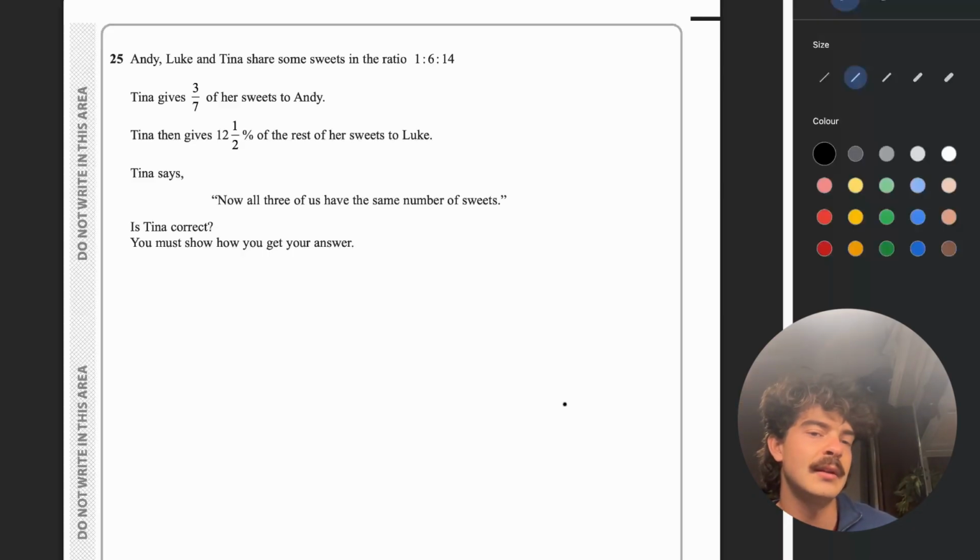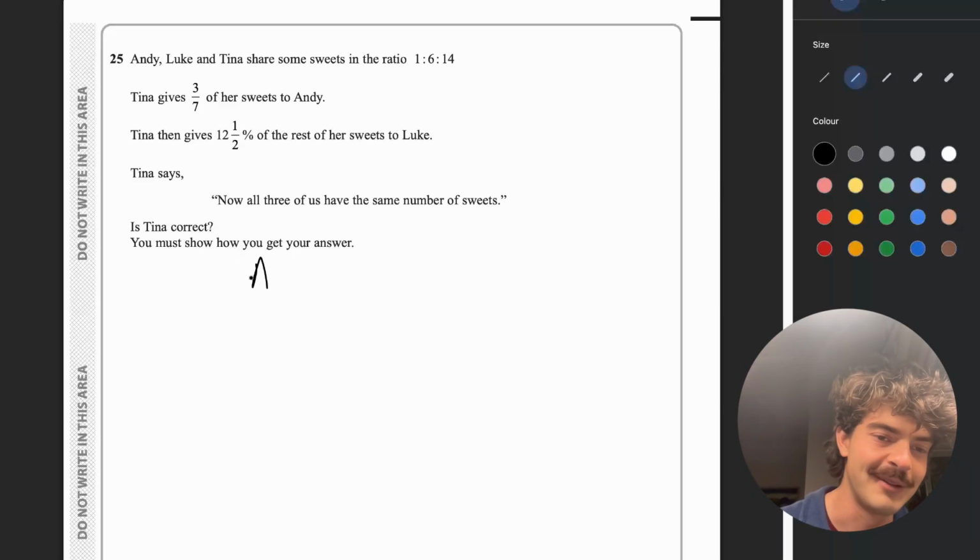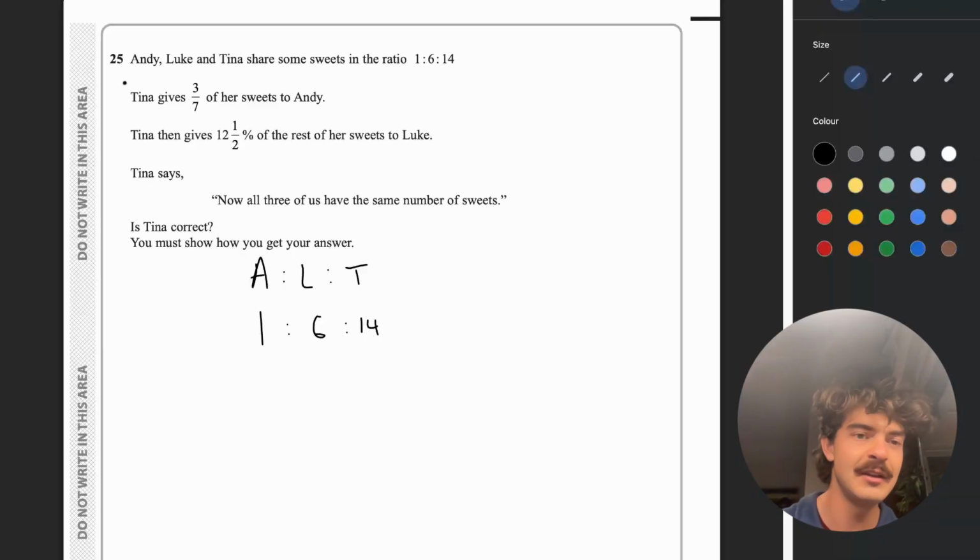Right. Let's see what we can do. What's the best way to explain this then? So let's start by having a look at our ratio. A, L, T, Andy, Luke, Tina, 1, 6, 14. So in the first line, Tina gives 3/7 of her sweets to Andy. So if Tina has 14, and she's going to take 3/7 of her sweets, let's work out what that is. So 3/7 of 14.